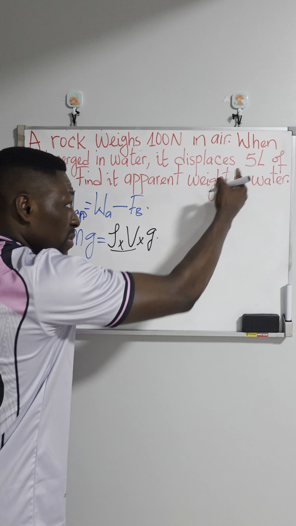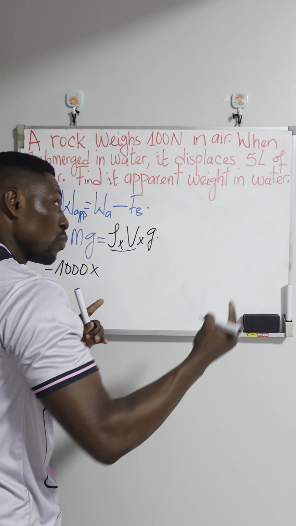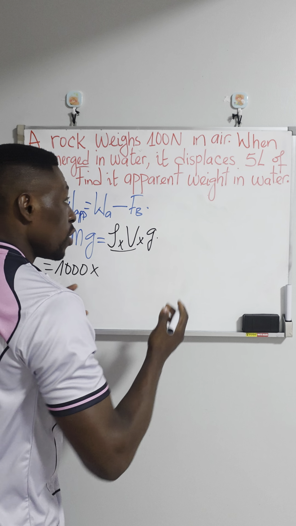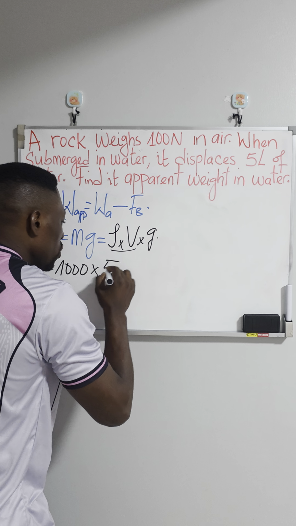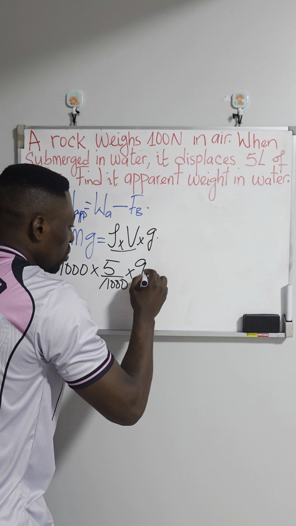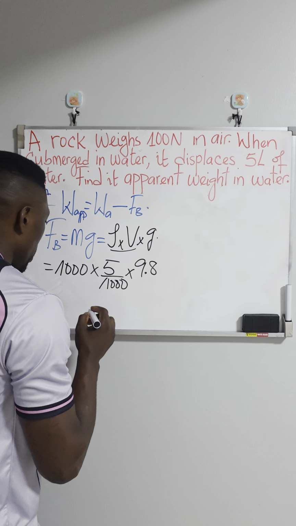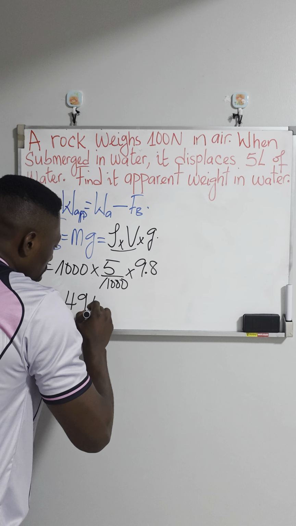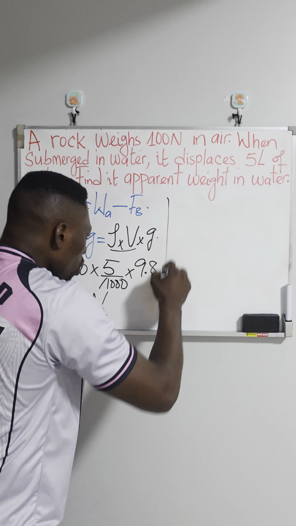Now the volume here has been given in liters. We have to bring it down to meters cubed in order for the units to be homogeneous. So how do we convert liters to meters cubed? By dividing by 1000, and then times acceleration due to gravity. Let's take it as 9.8. If you do this well, we should have 49 Newton approximately.